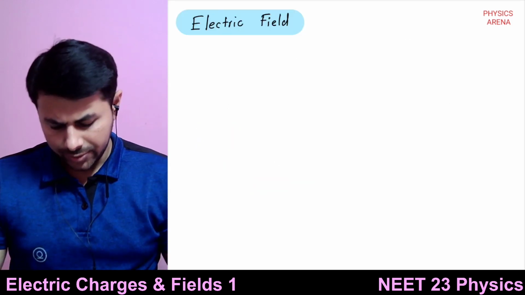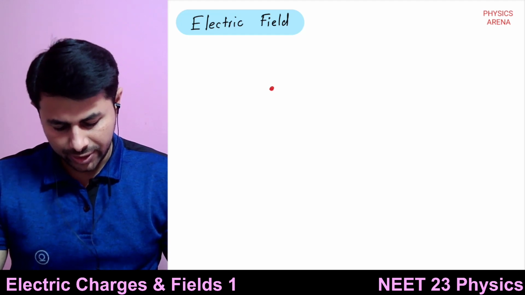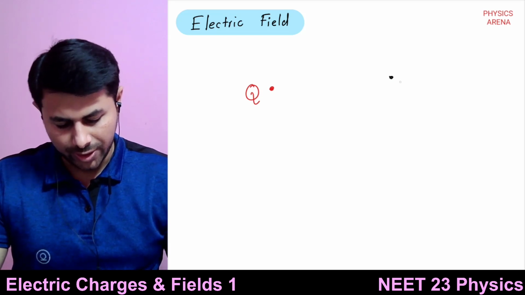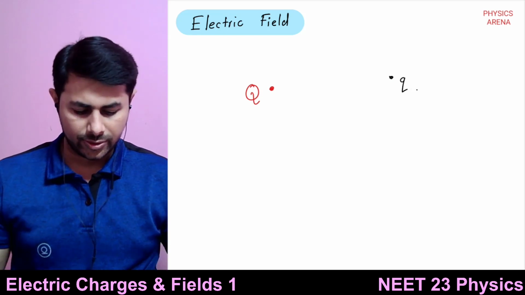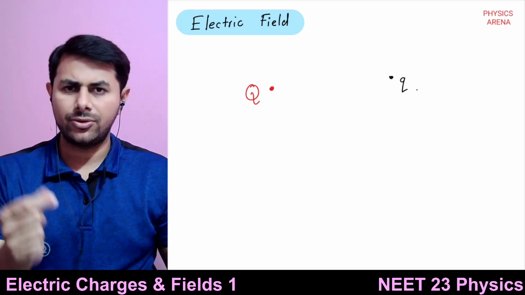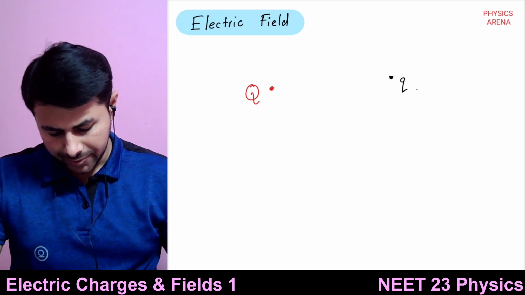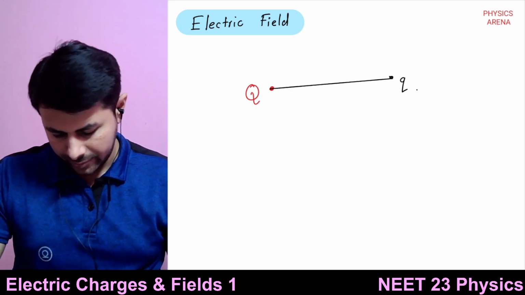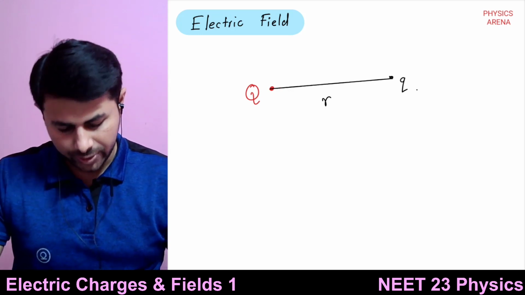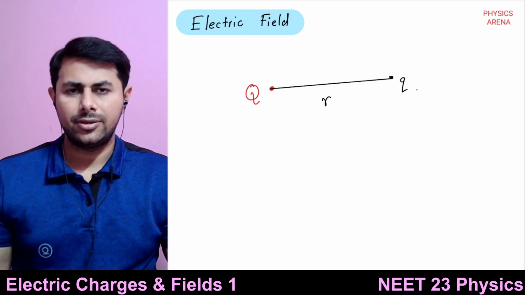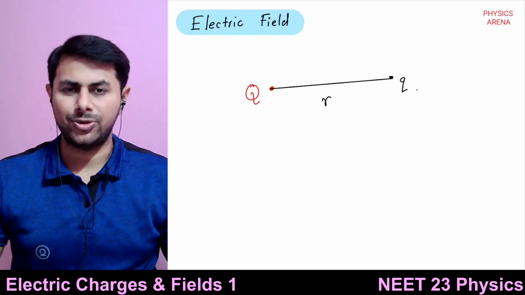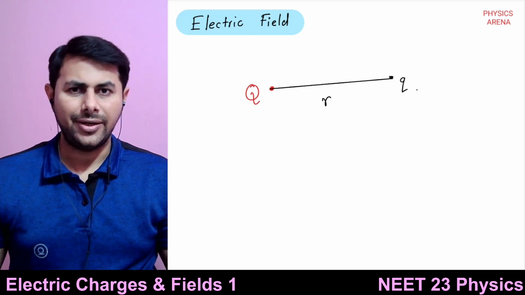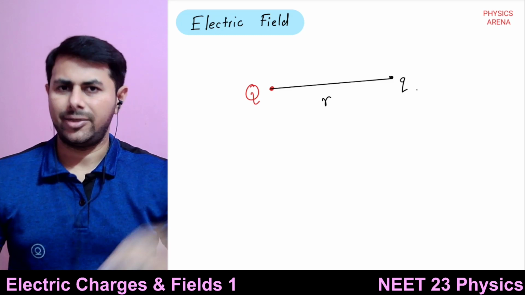Okay, so now consider there is a charge. This charge is suppose capital Q, and we have another charge, small q. Capital Q is a big charge, small q is a very small charge. Now there is some distance between them. The distance between them is suppose r. So suppose earlier the small charge q was not there at this position, and it is somewhere at infinity, at a very large distance.